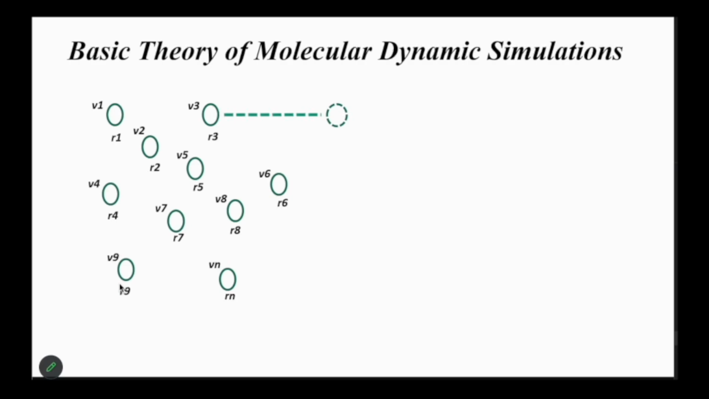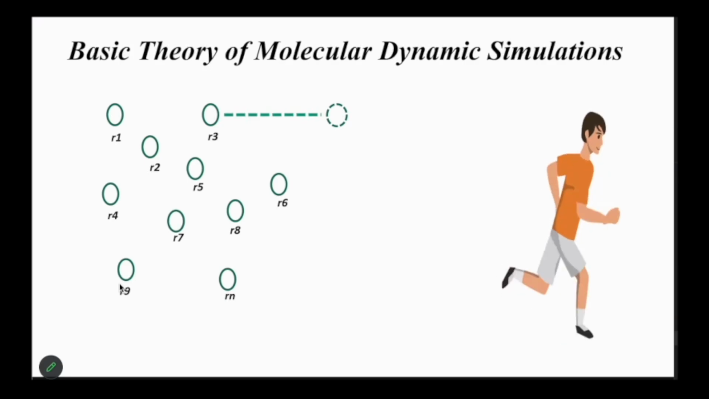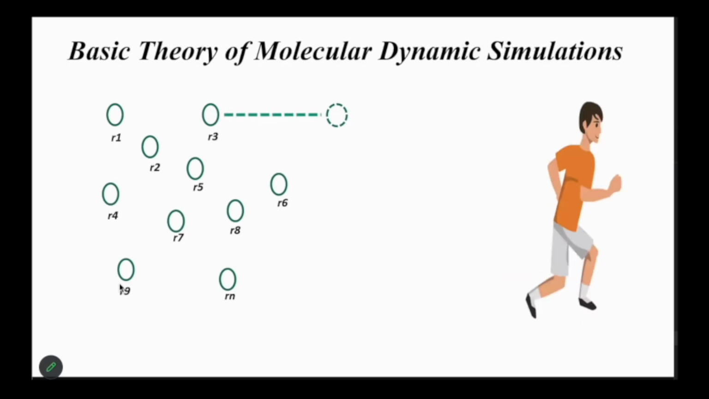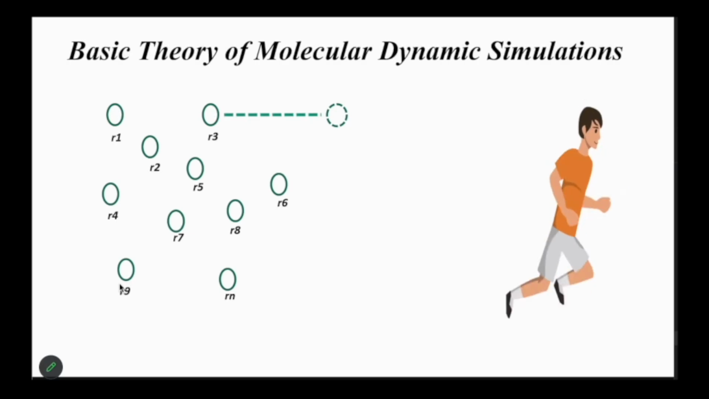if you have an idea about the initial position and the initial velocity of the atoms, then after applying a certain force, you can actually make predictions about where these atoms will be after a certain period of time. It will be just like this. Let's say that you have a runner, and you know its initial position, and let's say that you also have an idea about its velocity.